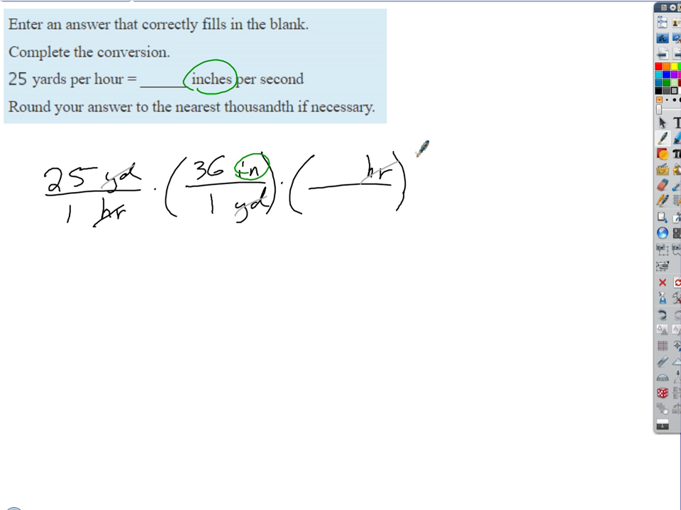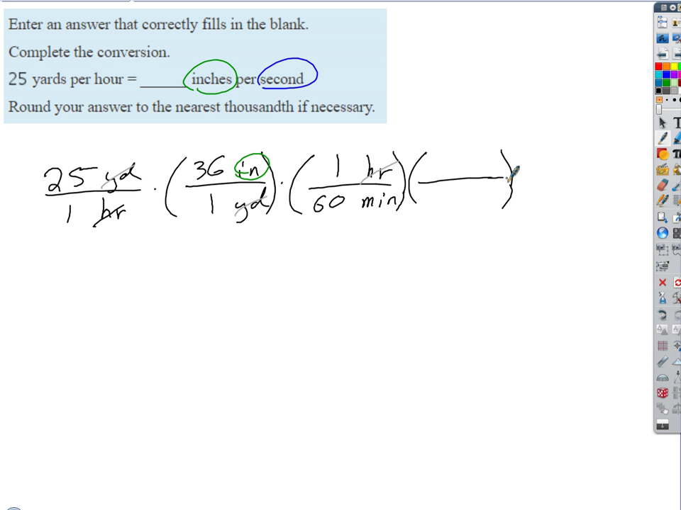Let's make this a minute. How many minutes in an hour? Okay, so I could go 1 hour is 60 minutes, that's good, but I'm not quite there yet. I need seconds, I've got minutes, right? So now what am I gonna multiply by? I gotta get the minutes to go away and get seconds on the bottom.